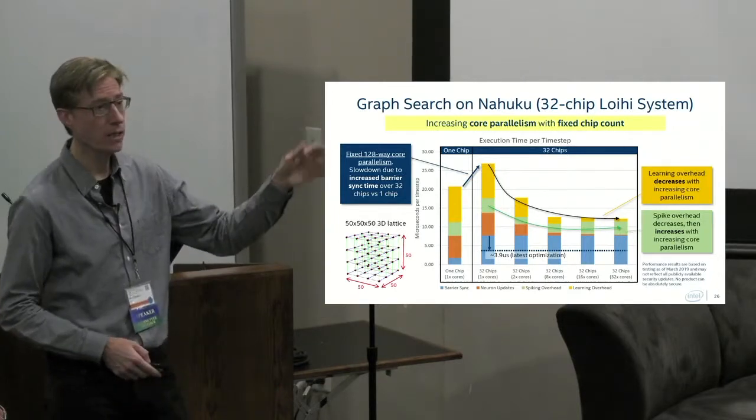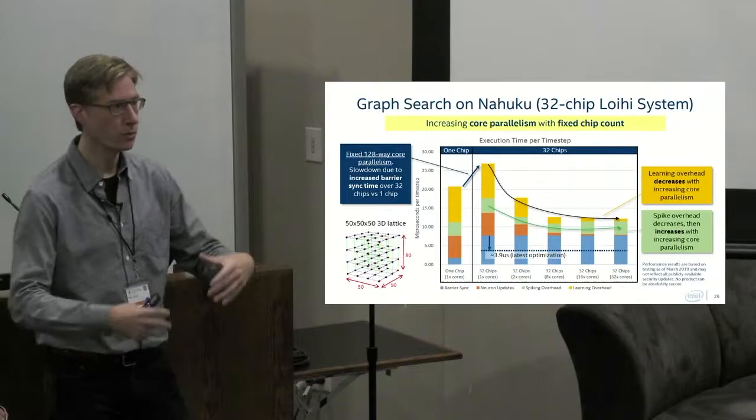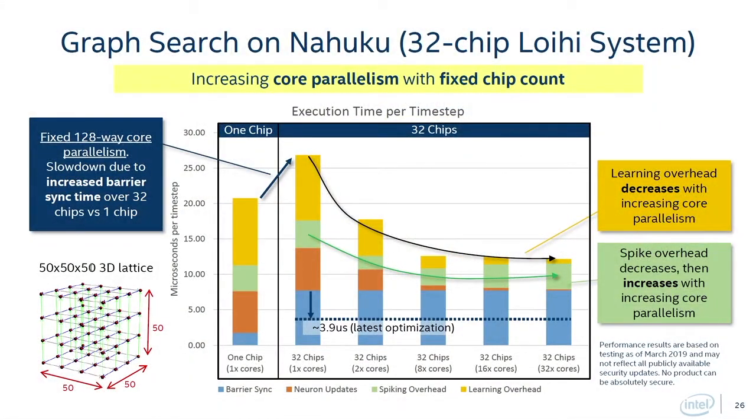But basically showing that we can maintain like 10 microsecond level time steps even as you scale out to 32 chips on a board. We expect to be able to maintain levels like that as you go to 768 chips. So well faster than real-time operation for large networks.